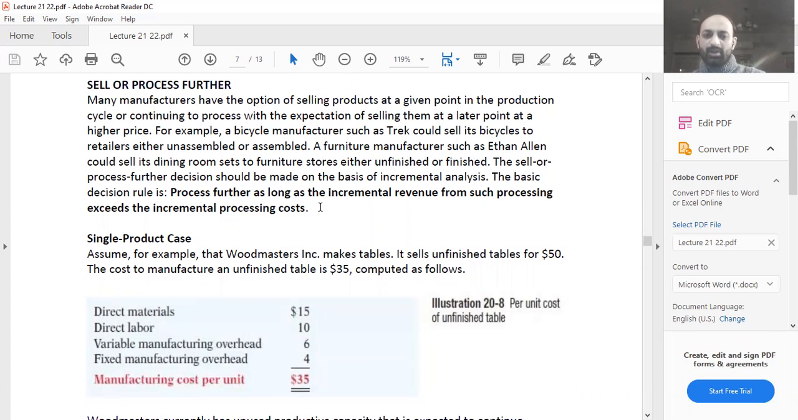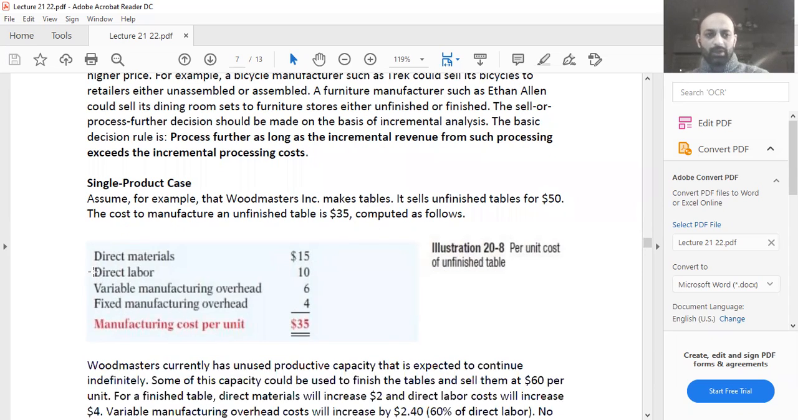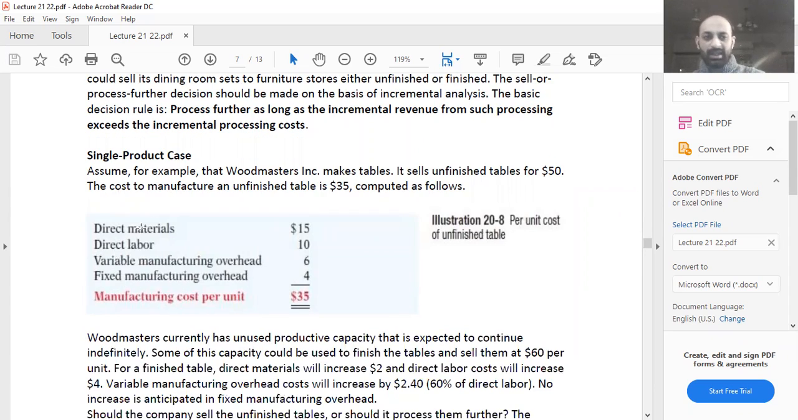Process further as long as the incremental revenue from such processing exceeds the incremental processing cost. It means that you should process as long as your marginal revenue from processing further will be more than the marginal cost from processing further. Now we look at the example of single product case.